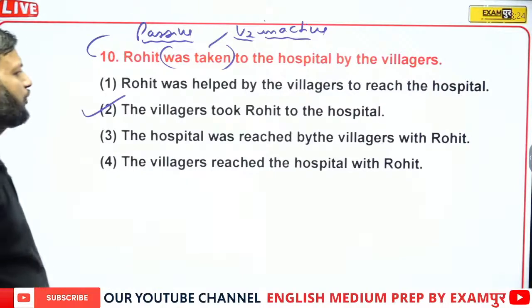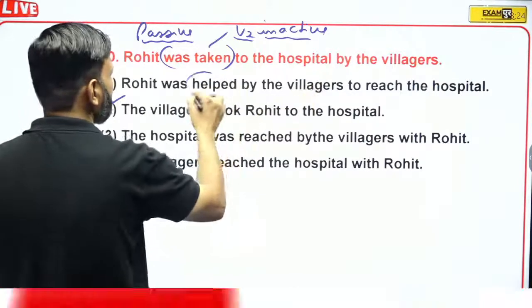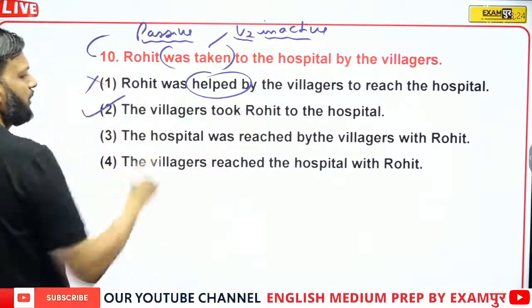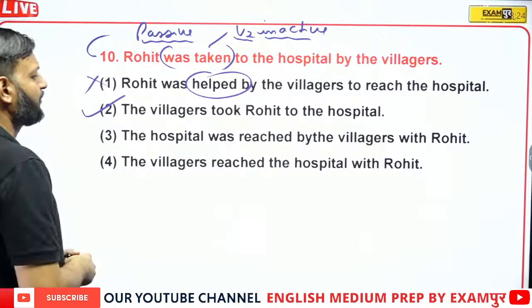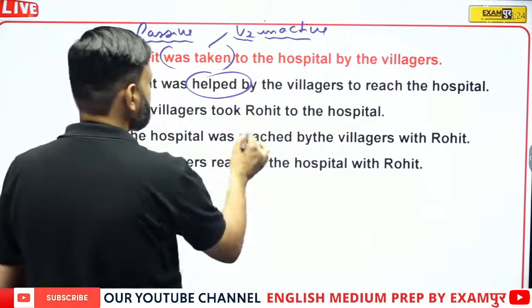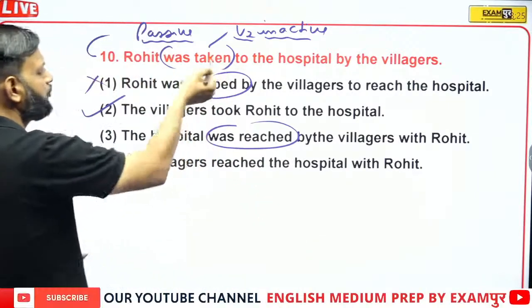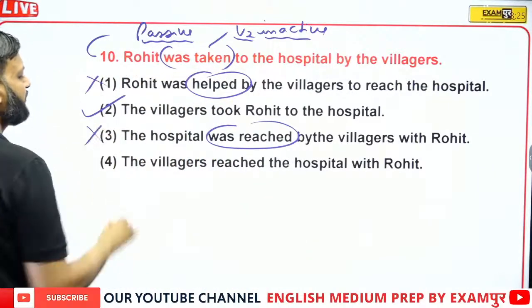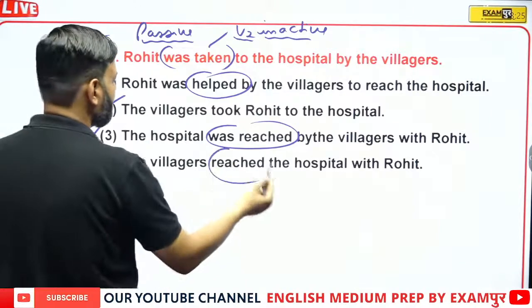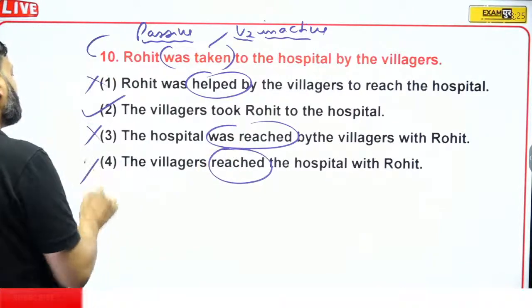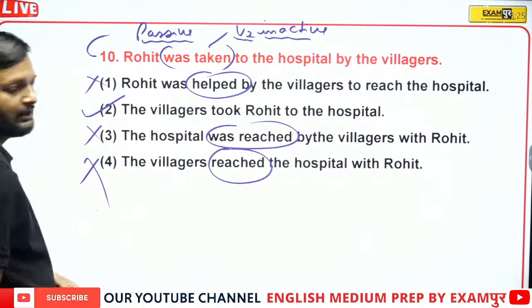Okay. So here, Rohit was helped. Nowhere in the sentence has the word help been used. That is superfluous. Okay. The hospital was reached by villagers. So reached is not the case. We have to use the verb taken. So eliminate the villagers reached. Nowhere in the sentence has the word reached been used. So eliminate this. Option 2 is the right answer.